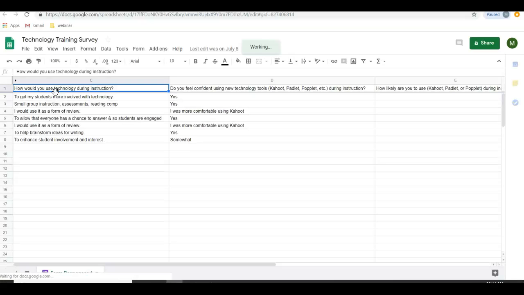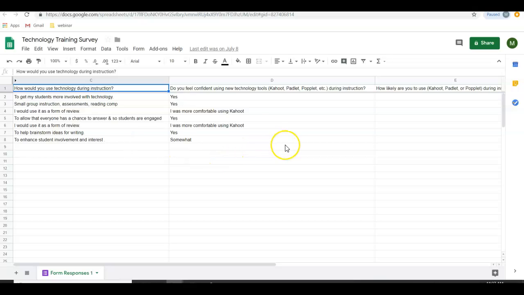So I had asked how they would use technology during instruction after completing our trainings. They said they wanted to get students more involved, use it during small groups, reading lessons as a formative review, as an opportunity to give all students a chance to answer and really boost student engagement. And they thought it would be good for brainstorming and, once again, enhancing student involvement and interest.